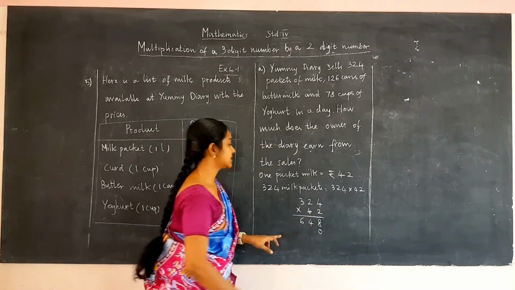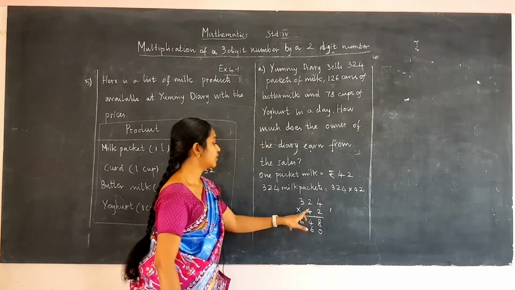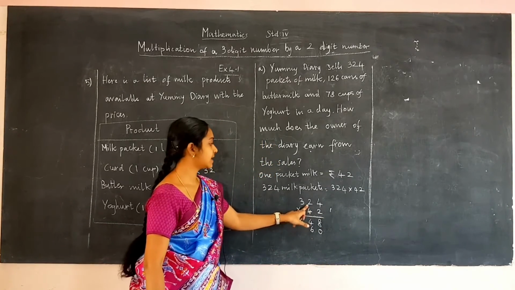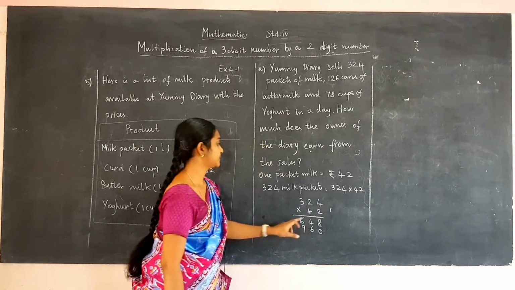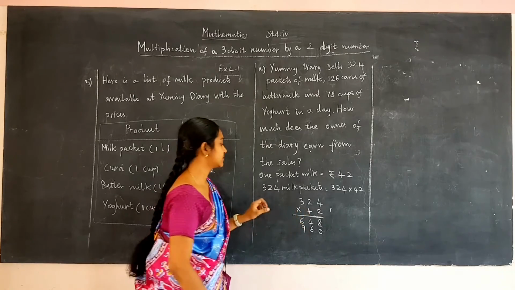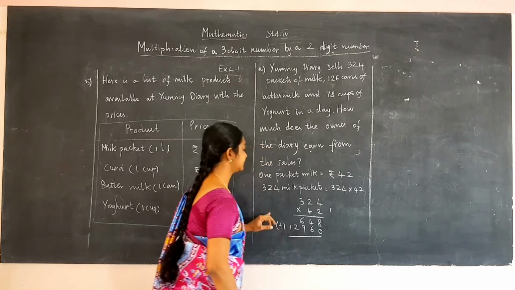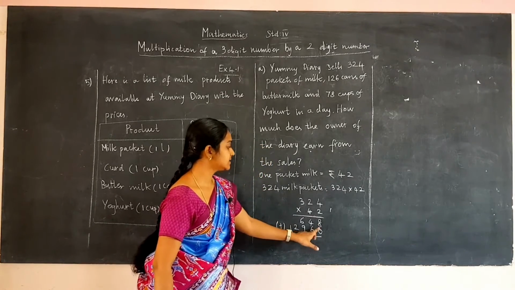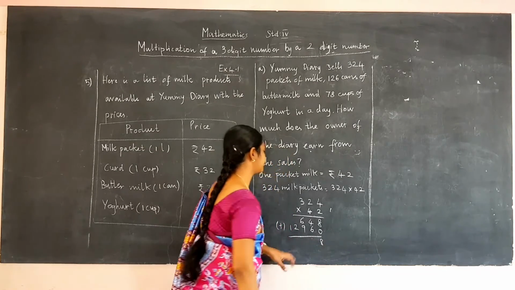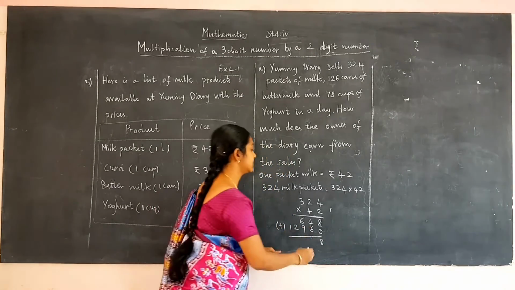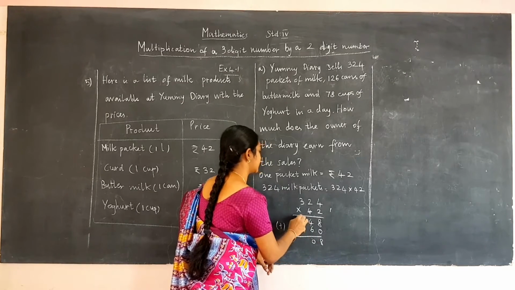4 into 4 is 16. So write 6 here and 1 will be remaining. 4 into 2 is 8. 8 plus 1 is 9. 4 into 3 is 12. We are going to add these two lines. 8 plus 0 is 8. 6 plus 4 is 10. So write 0 here and 1 will be carried to next place.